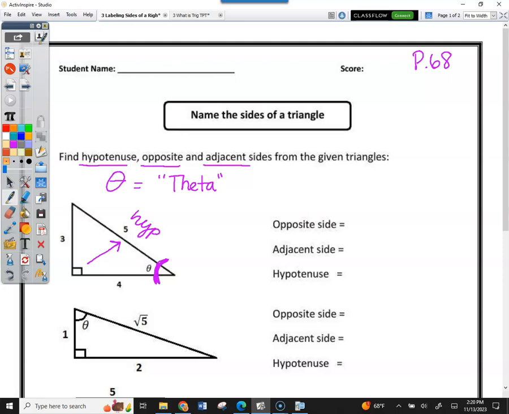Does the circle have to be slanted? It doesn't have to be slanted, but that's the way you're always going to see it. But you need to know what it stands for, okay, guys?